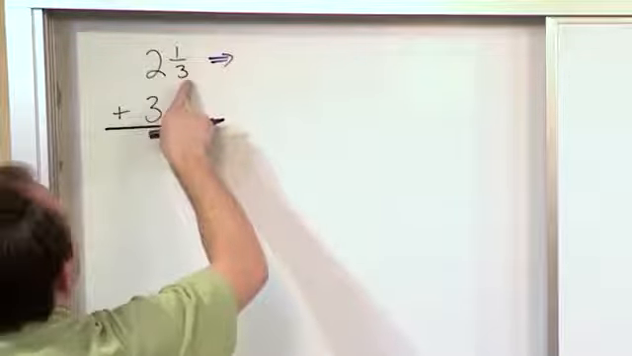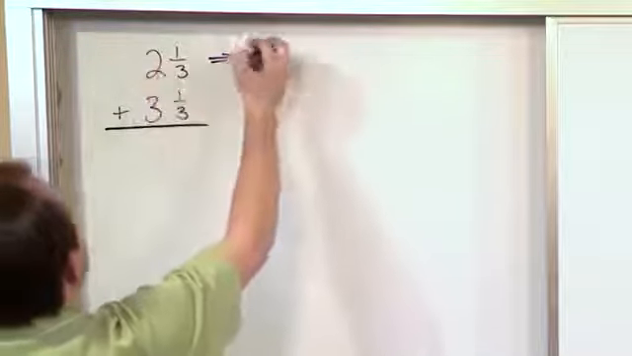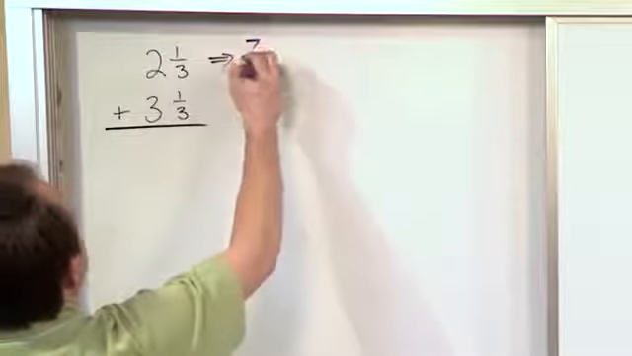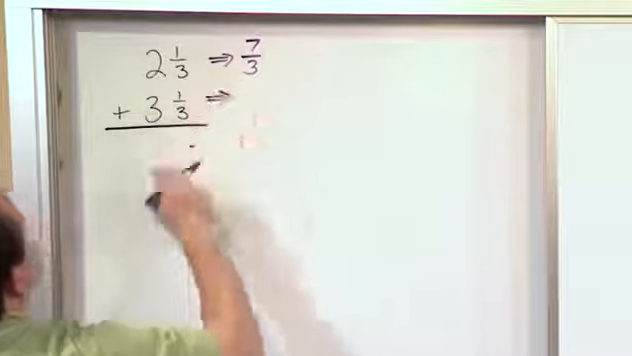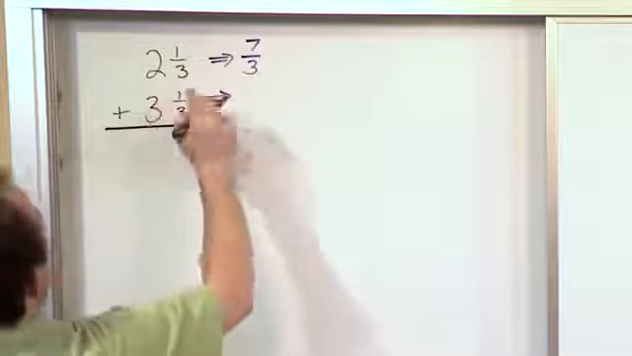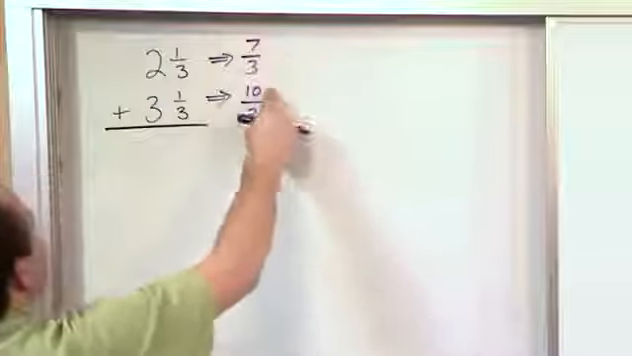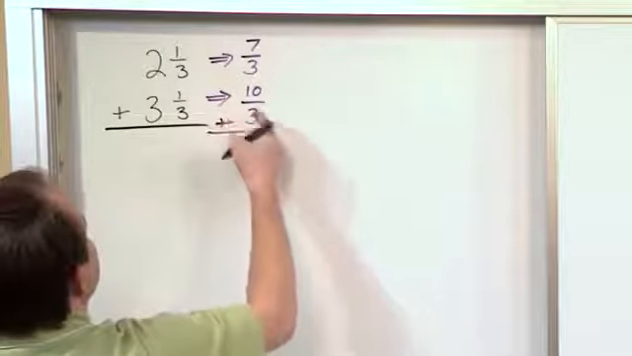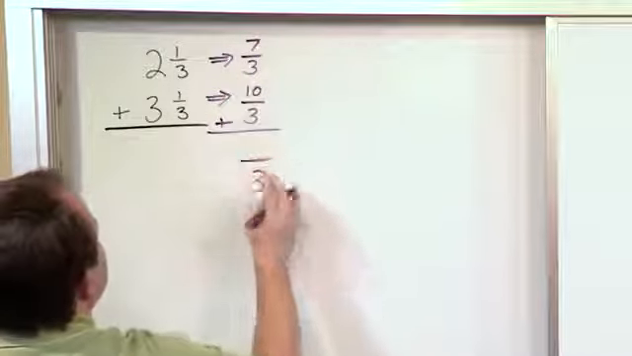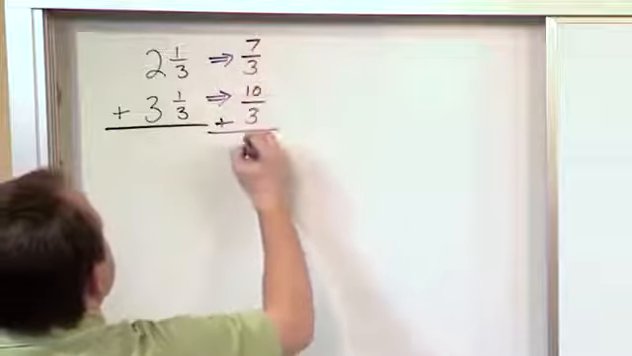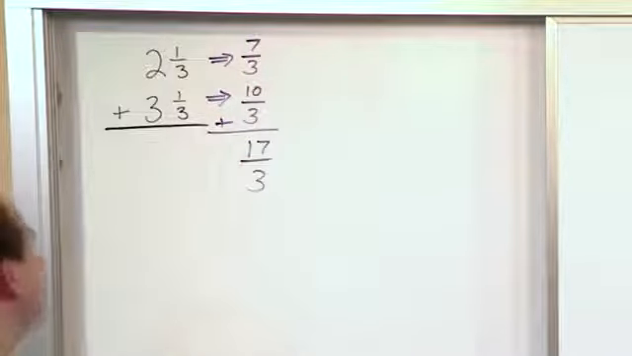The way you do it is 3 times 2 is 6, plus 1 is 7, and you always write it over the same denominator that you started with. Here's 3 times 3 is 9, plus 1 is 10, over the same denominator. Now you have 7/3 and 10/3, and you can add these together because we already have a common denominator. We keep it. 7 plus 10 is 17. Now this is the answer, 17/3.